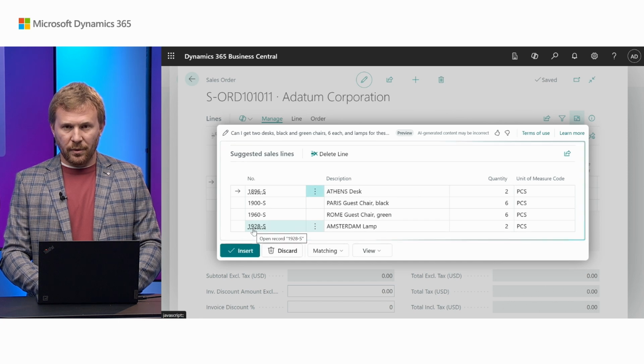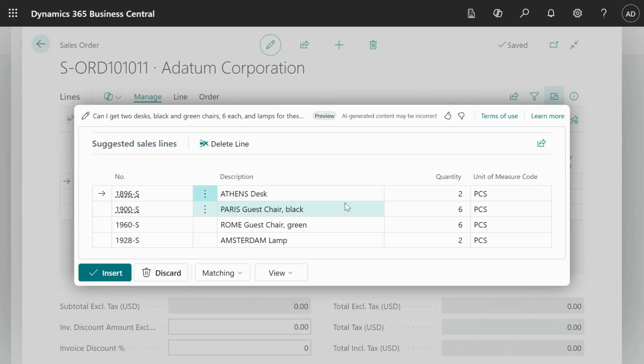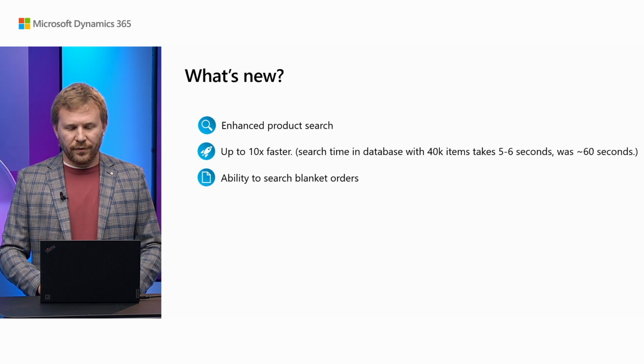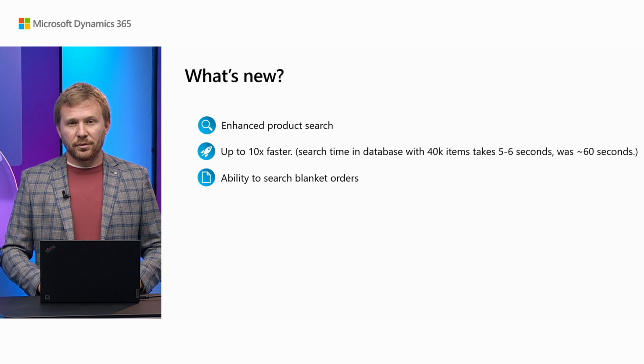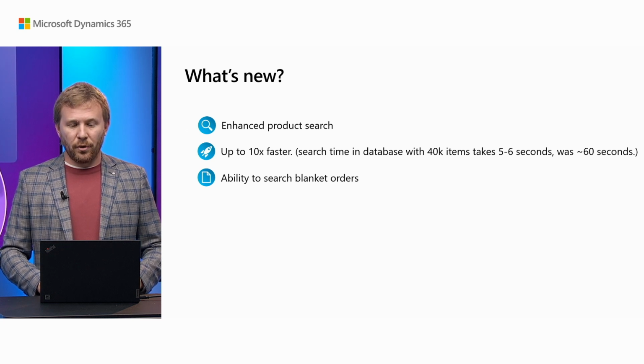And it took the system 2-3 seconds to give me the results. And you can see that it recognized the context of these desks and suggested me 2 lamps. As I have 2 desks, it gives me 2 lamps, 1 lamp per each desk, and 6 each black and green chairs. The third point is we've added the ability to search for blanket orders as a source document to copy from.